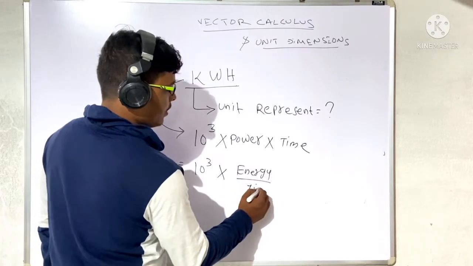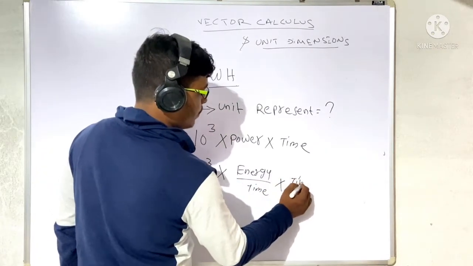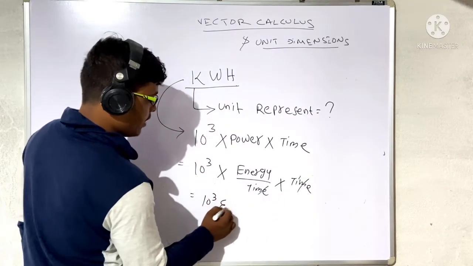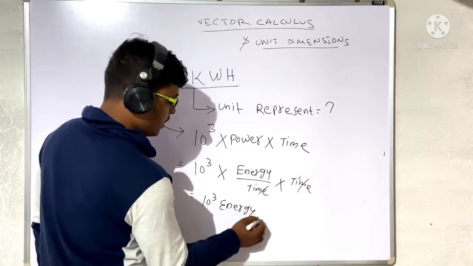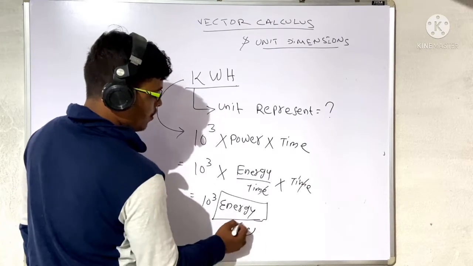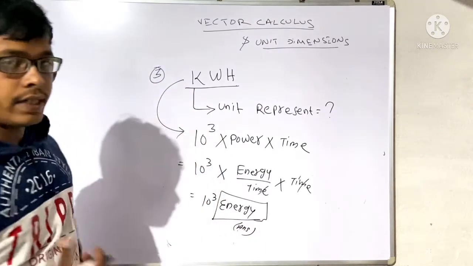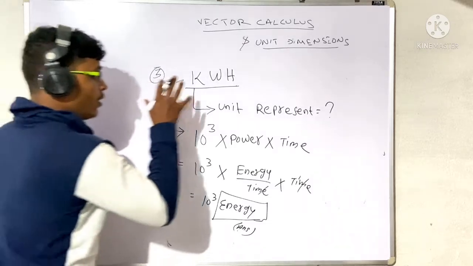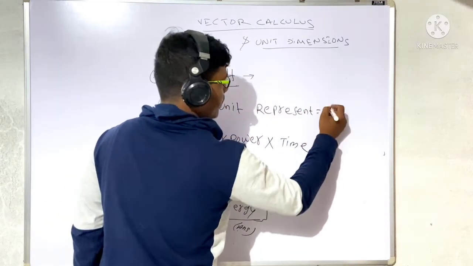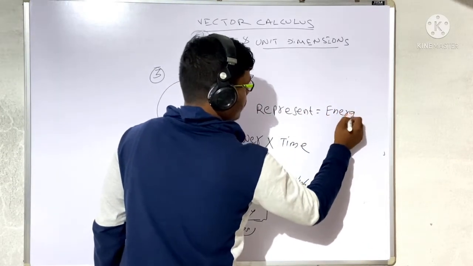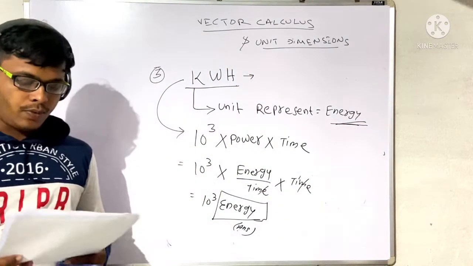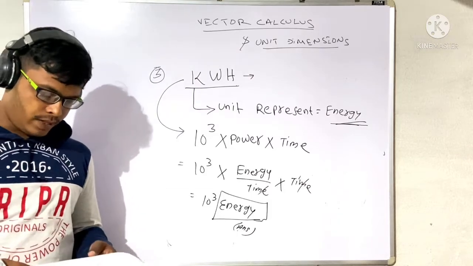Energy by time into time, so time will cancel out. So this is 10 to the power 3 into energy, and 10 to the power 3 is a constant. So the answer is energy. So this is my answer. What quantity's unit does kilowatt hour represent? It represents the unit of energy. So kilowatt hour is the unit of energy.